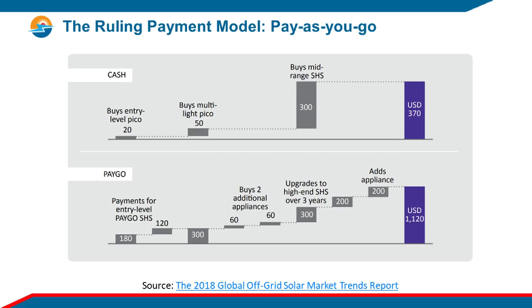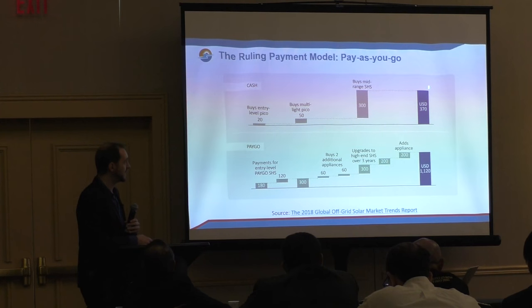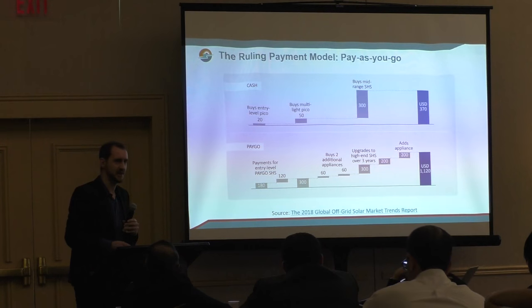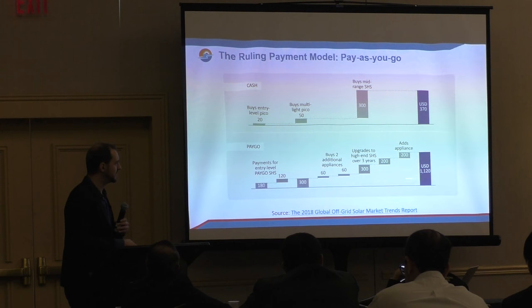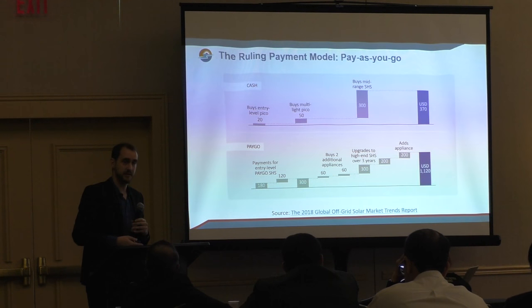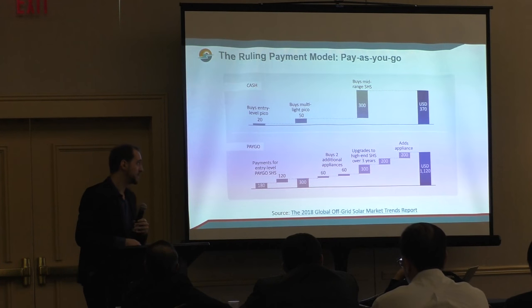But over a longer period of time, this accumulates to the same amount of money and pays off a solar home system. And over time, they can gradually upgrade their system, buy more appliances and buy a higher-end system. Don't look at the hard numbers, because these are just to tell a story. But over a five-year period, we are talking about more than three times more payments if a pay-as-you-go billing system is used as opposed to a conventional cash-based billing.